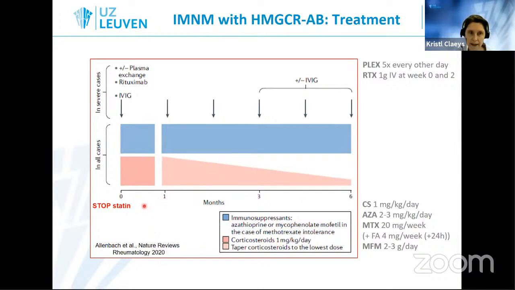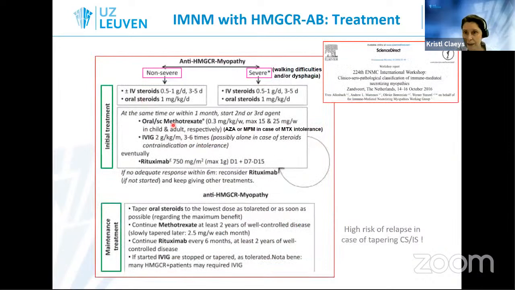afterwards. In very severe cases, this will not be enough, and you will have to use other therapy like plasmapheresis, plasma exchange, or rituximab, or intravenous immunoglobulins. This is a publication of the ENMC International Workshop where this treatment has also been discussed. And here they make a distinction between non-severe and severe HMGCR myopathy. With severe, they mean walking difficulties and or dysphagia.